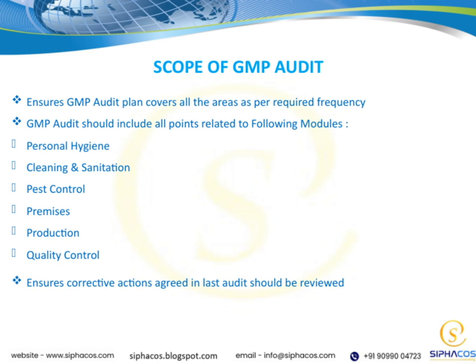The GMP audit should include all points related to several key modules. These are personal hygiene, because the health and cleanliness of our staff directly impact product safety. Then, cleaning and sanitation, which is vital to prevent contamination. Pest control is another critical area, ensuring our facilities are free from pests that could compromise quality. Premises also need regular review, covering the condition and cleanliness of the manufacturing environment. Production processes should be checked thoroughly to ensure they meet all GMP requirements. And finally, quality control, to validate that our testing and inspection activities are effective and compliant.